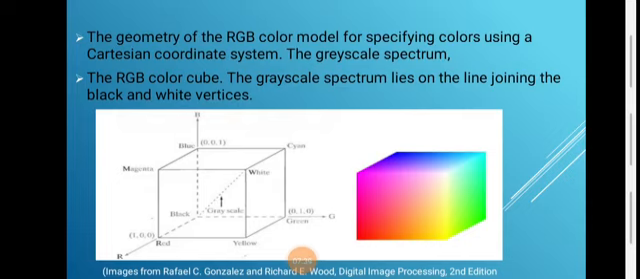On the green axis, only green color is available. On the red axis, only red color is available, so 1, 0, 0. On the blue axis, only blue color is available, so 0, 0, 1, where the value of blue is 1. With the proper composition of red, green, and blue, you can obtain magenta, cyan, and yellow, which are represented at the other corners of the cube.